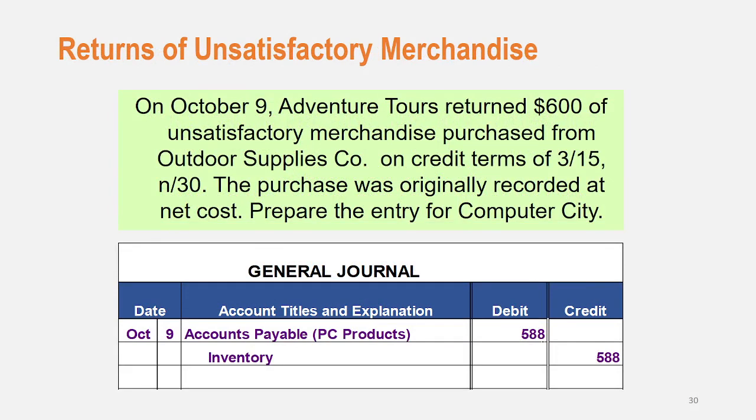Okay, let's continue together with returns of unsatisfactory merchandise. Okay, on October 9, Adventure Tours returned $600 of unsatisfactory merchandise purchased from Outdoor Supplies Corporation on credit terms of 3%, 15 days, and total 30 days. The amount is due, and the purchase was originally recorded at net cost method. Prepare the entry for Computer City.